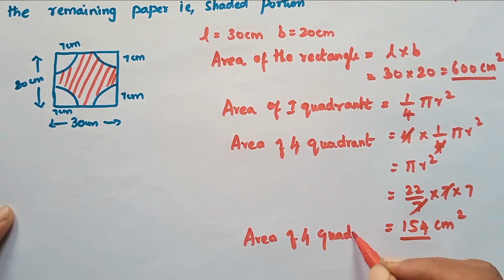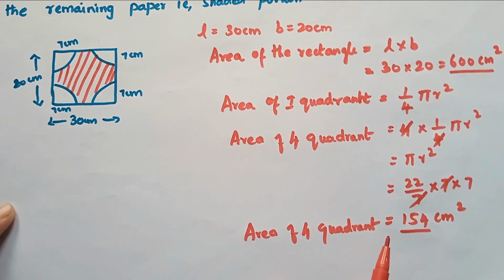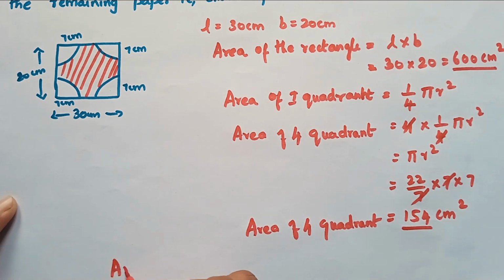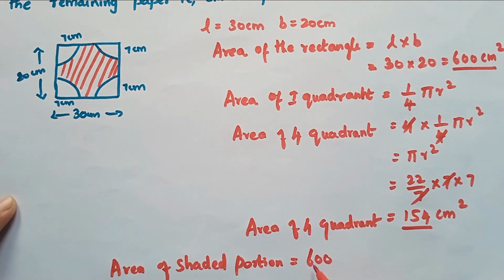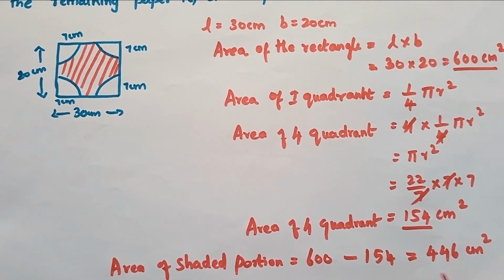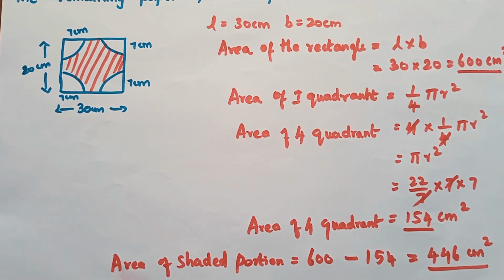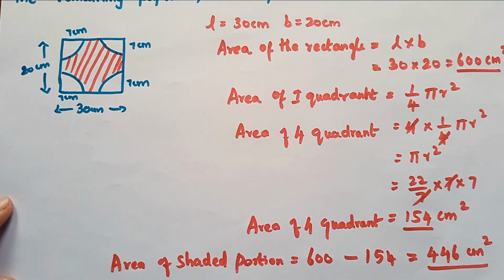So now we need to find the area of the shaded portion or the area of the remaining paper. So area of the shaded portion is equal to the area of the whole rectangle, 600, minus the area of 4 quadrants, 154. So when you subtract 600 minus 154, you will get 446 centimeter square. So this 446 centimeter square is the area of the shaded portion.